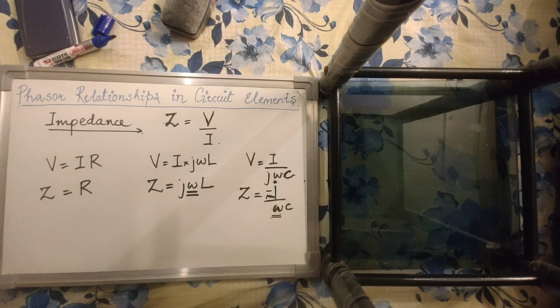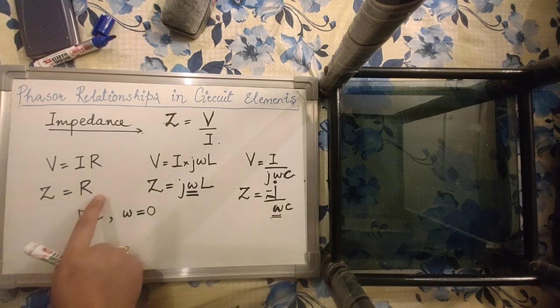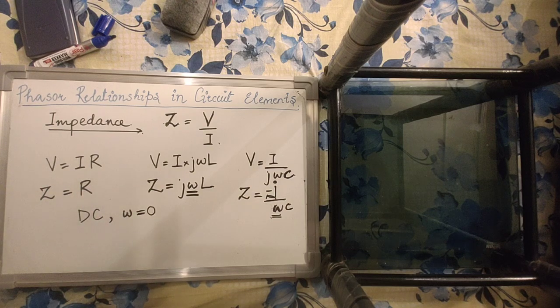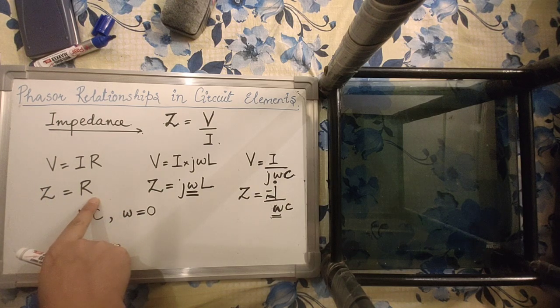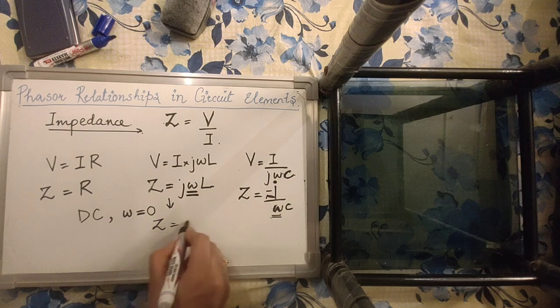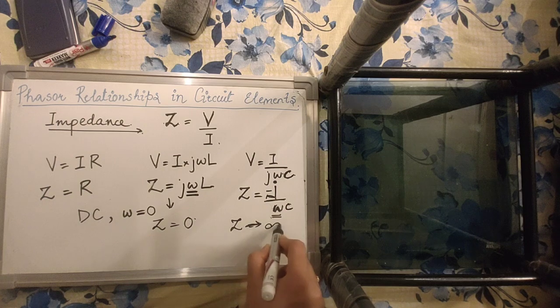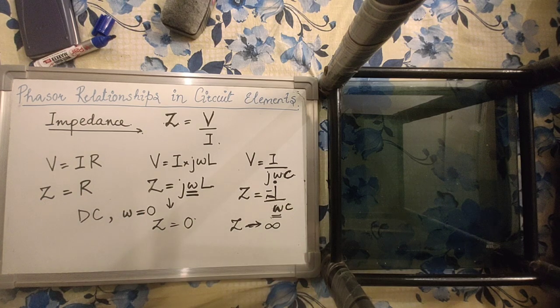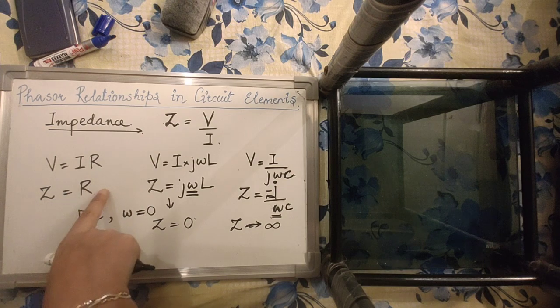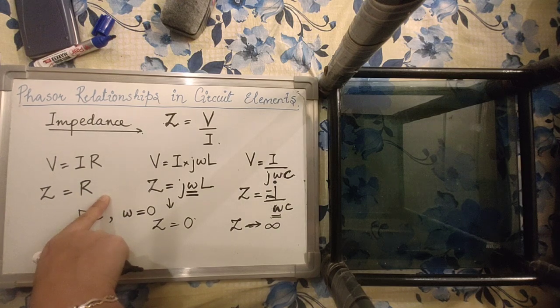Now, if I say that my circuit is purely DC, then I know that the frequency omega is 0, right? If omega is 0, then if the circuit is resistive, obviously the impedance is the same as the resistance, that is R, but the inductive impedance in that case will become 0, and the capacitive impedance in that case will tend to infinity. What does this tell you? It tells you that in DC circuits, the impedance offered by a resistor is the same as its resistance.